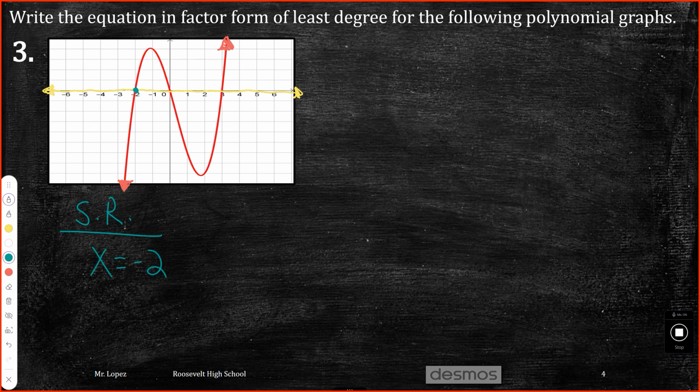Let me read what it says first. Write the equation in factor form of least degree for the following polynomial graphs. Least degree means that the a value is 1. That's why they say least degree. A equal to 1.